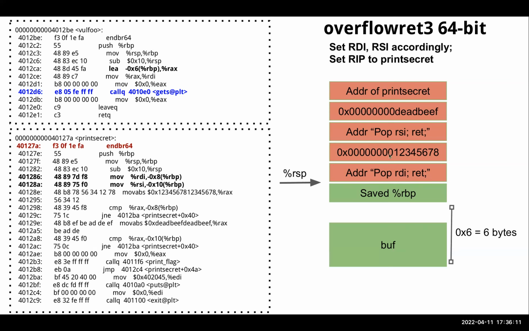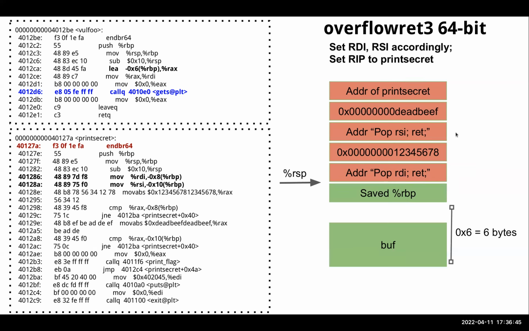The second item here is not an address. It's not a gadget. It's just data: 1, 2, 3, 4. Then the third gadget is pop RSI, then return. Then dead beef. Then the last item is the address of print secret. So let's do a simulation here to see how this works. Later, we are going to really construct this exploit and go ahead.